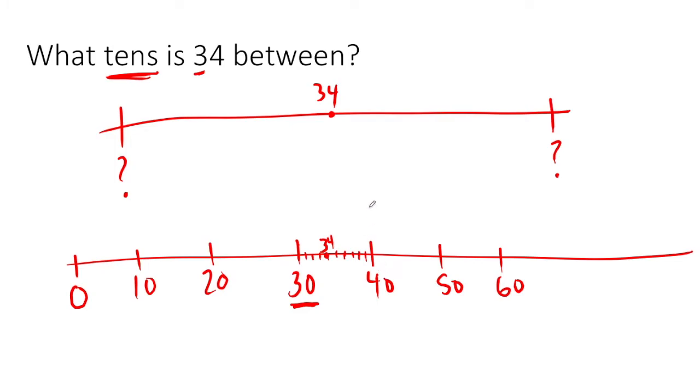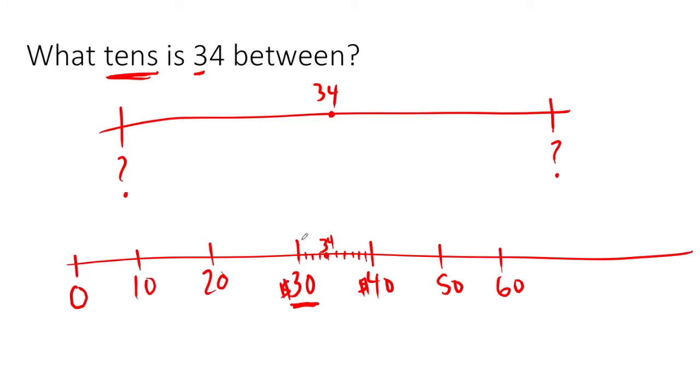This is really important if we want to estimate, if we want to see what a number is kind of close to, but not exactly, right? Like if I only had $10 bills in my pocket and I wanted to pay $34, then I might choose $30 or $40 to be close to that amount. So that's why we like to know what tens it's between.